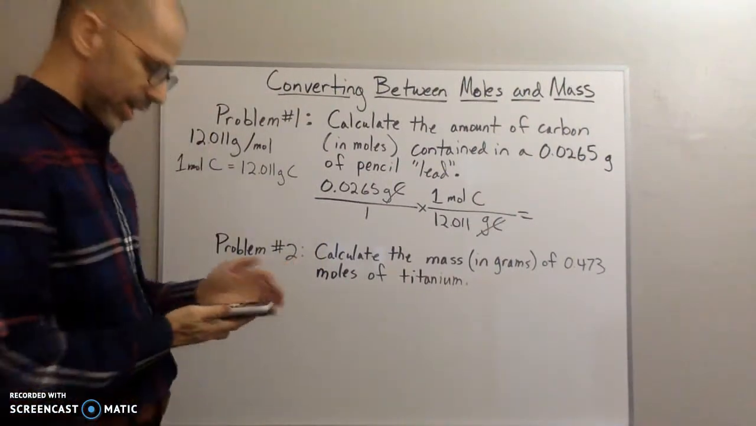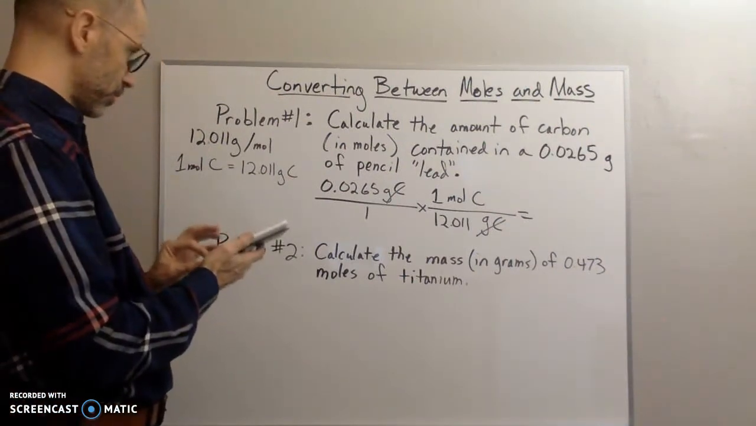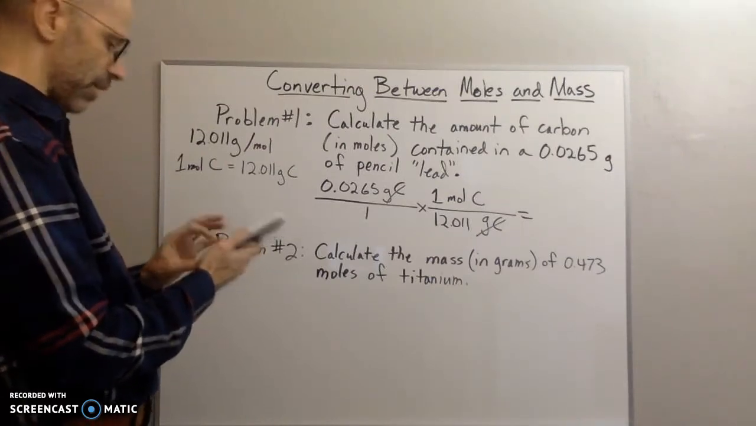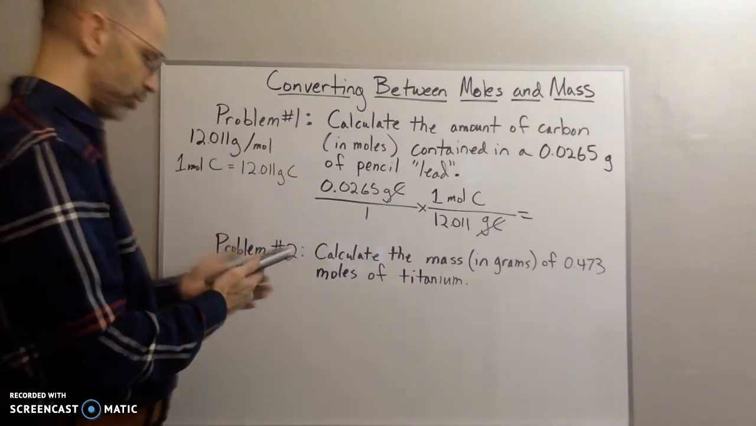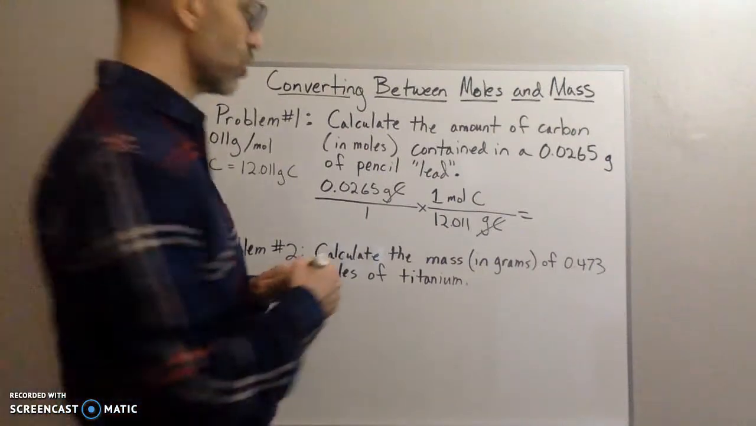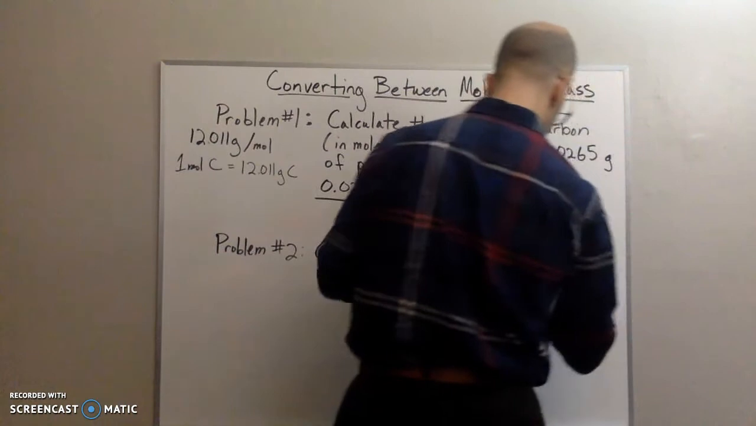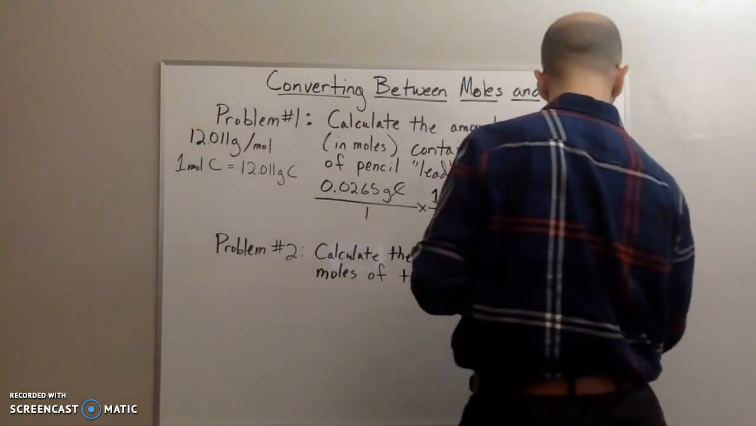So let's go ahead and do that. I have 0.0265 divided by 12.011 equals, and I get 0.00220631.